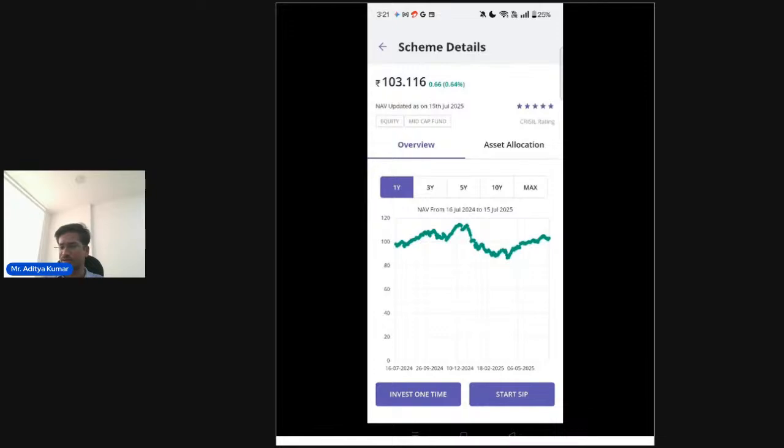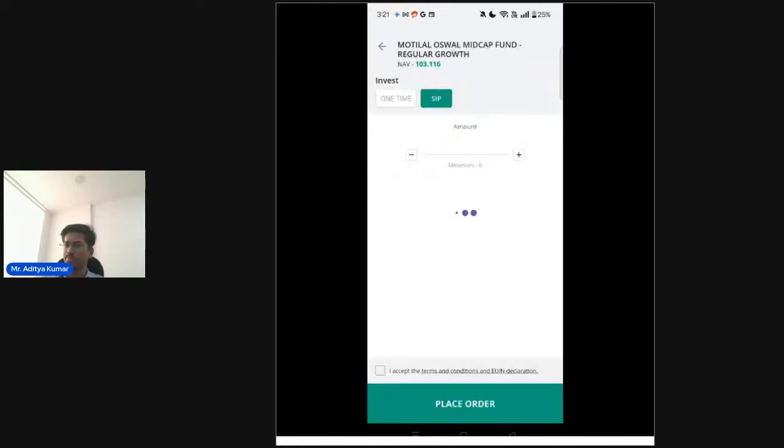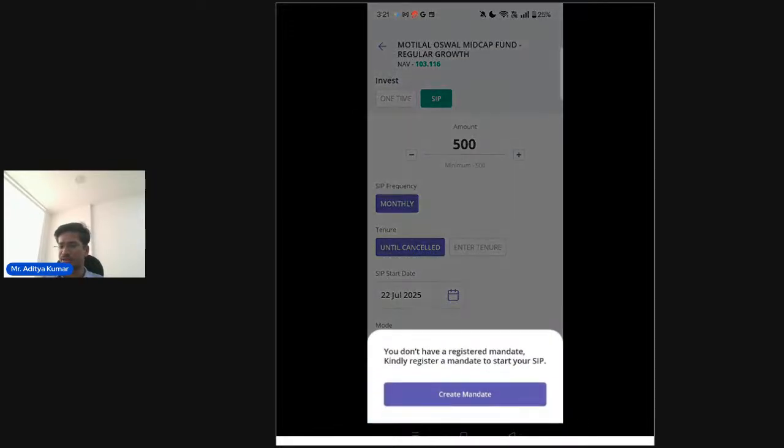Or if you want to invest in SIP, let's say you want to invest regularly every month, you just click on the Start SIP button, and this pop-up will come up for the first time if you don't have a mandate. So I will tell you what this mandate is all about. You will need a SIP mandate. This is a one-time permission for auto debits in your account.